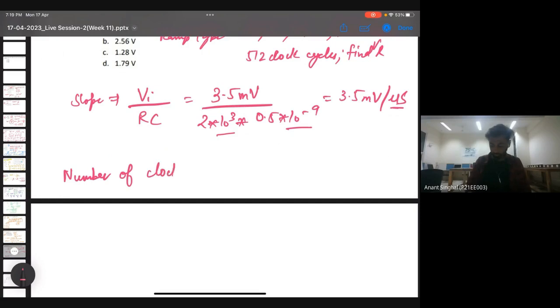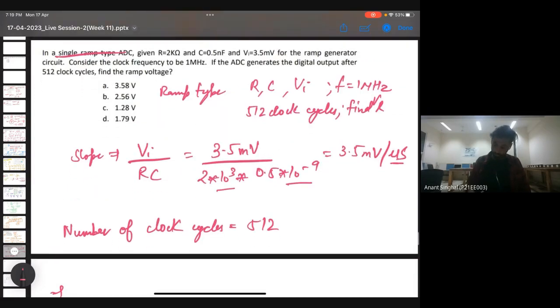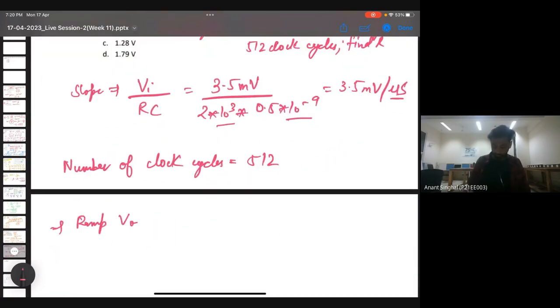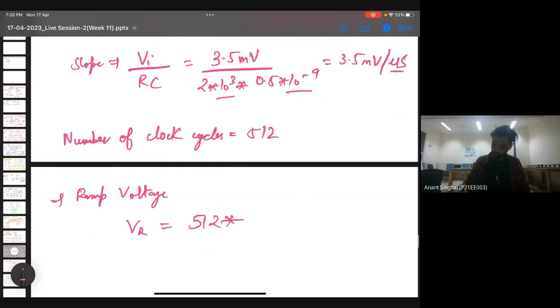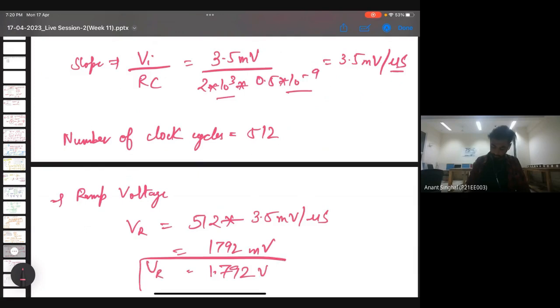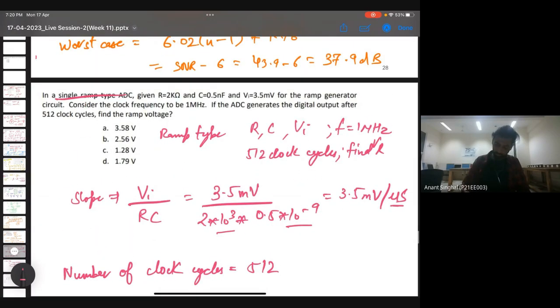So number of clock cycles are given as 512. So the ramp voltage or VR will be number of clock cycles into the slope, which is 3.5 millivolt per microsecond. So this will get multiplied. Let me try to solve it. This is 512 into 3.5. So it will come out to be 1792 millivolts, which is nothing but 1.792 volts, which is given in option D.